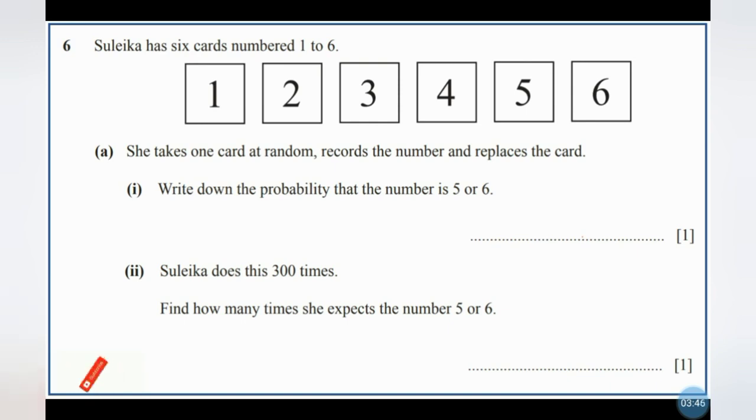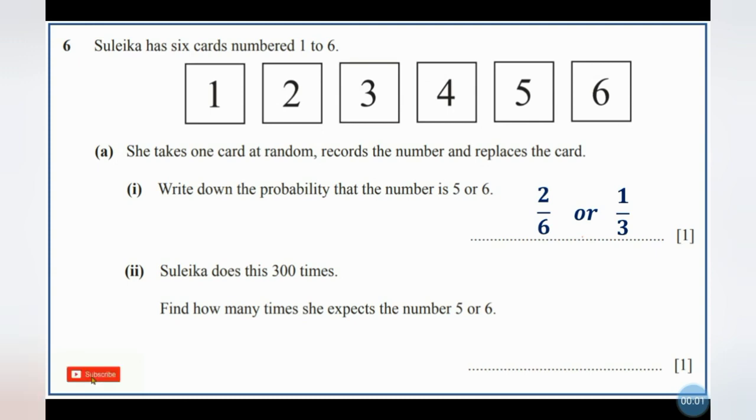So you will notice here that if I do that, I can have 2 out of 6. Why 2 out of 6? Because I have 5 and then 6. So there are 2 cards out of how many? 6 cards. So 2 out of 6. It can also be written as 1 over 3.